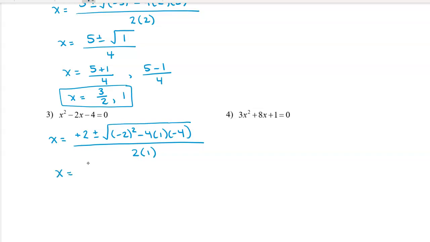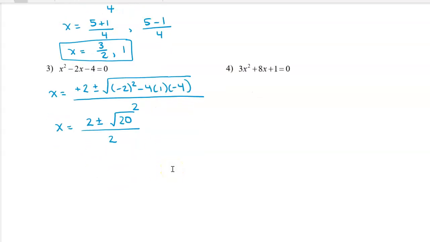All right, so if you don't want, you can also just write this as 2, because we know 2 times 1 is 2. So we have 2 plus or minus, and we're going to simplify everything in the square root. And negative 2 squared is 4, and then negative 4 times negative 4 is 16. So 4 plus 16 is 20. All of this is divided by 2.